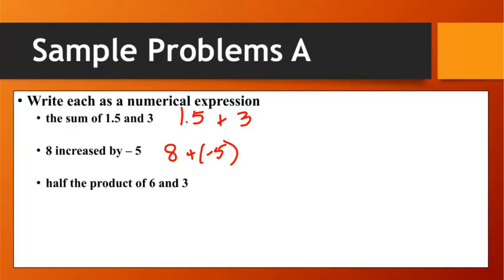Next one, half the product of 6 and 3. So half, the product is the answer to a multiplication problem. And what am I multiplying? 6 times 3. So it's half of that. So that's one way you can write it. Or you could do 6 times 3 and all divided by 2. Those are all ways you can write as numerical expressions.